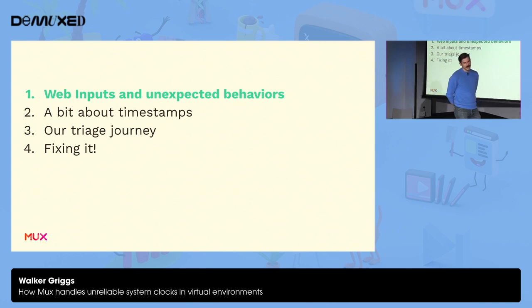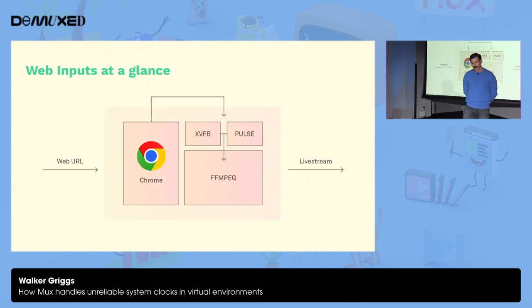For the last 9 months, I've been working on a product called Web Inputs. Web Inputs takes a web URL as an input and outputs a live stream. URL in, video out. And on the surface, that seems pretty simple, but as most abstractions do, Web Inputs hides some complexity. It wears a lot of hats.